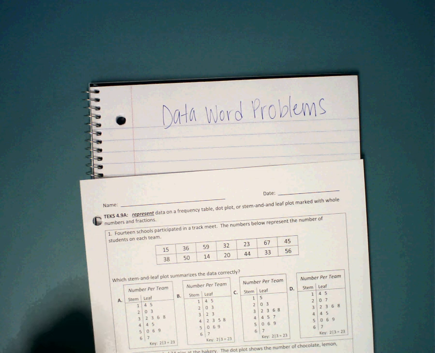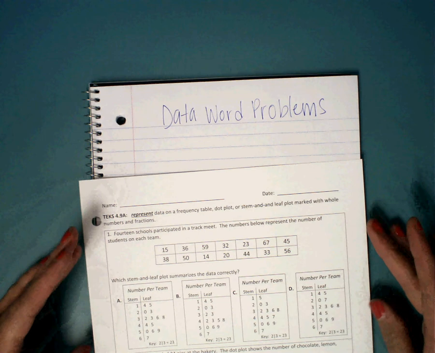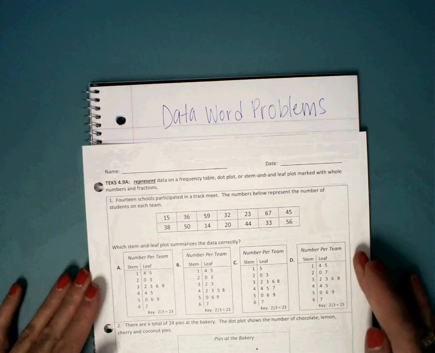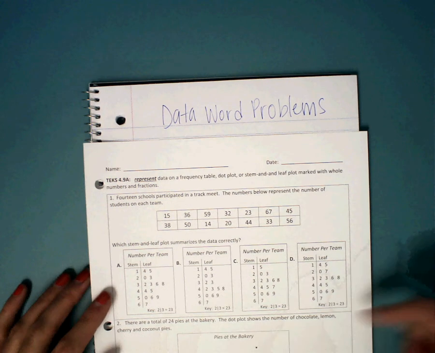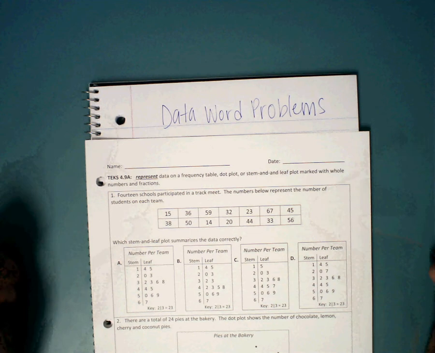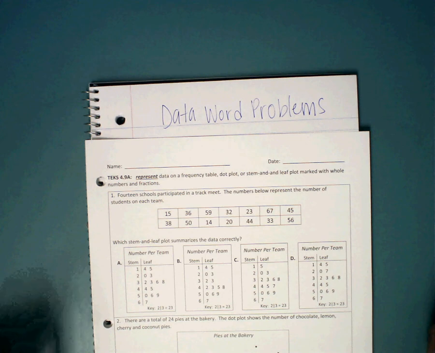Alrighty, friends. Today we are going to look at a couple of word problems that sometimes give us data and then ask us to choose the table that goes with the data they give us. So this says 14 schools participated in a track meet. The numbers below represent the number of students on each team.